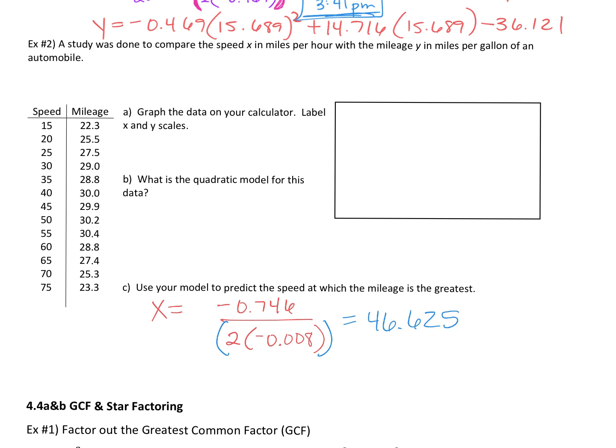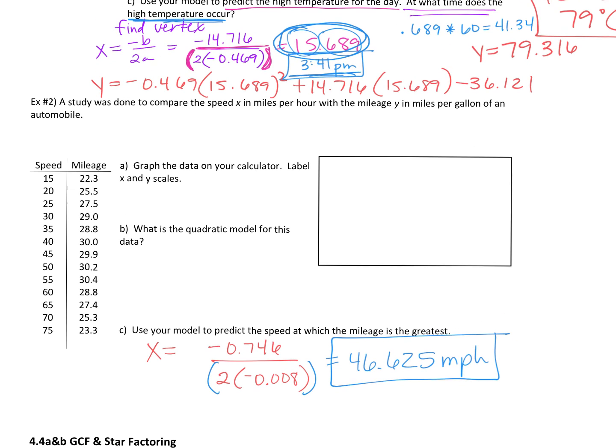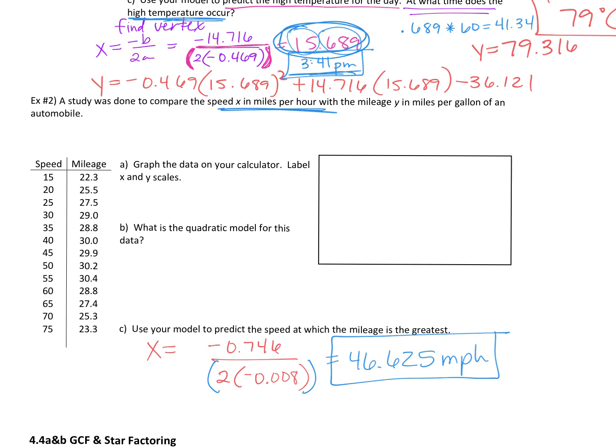What is that? 46.625 what? Miles per hour, right? Speed was in miles per hour, it said up here. The speed X in miles per hour. If you don't label that miles per hour, I will take a half a point off. Label it. Good? Yes.